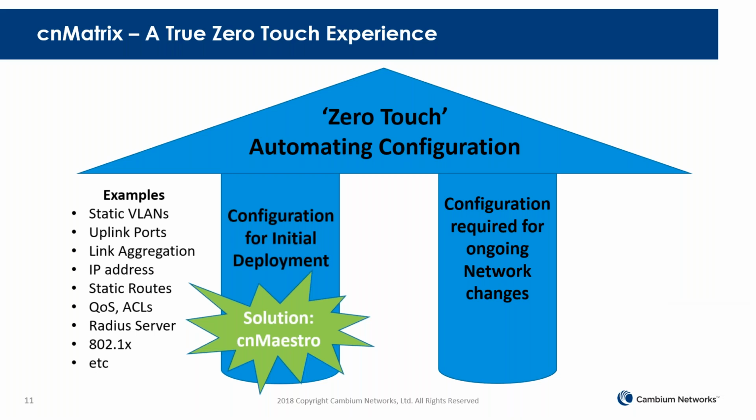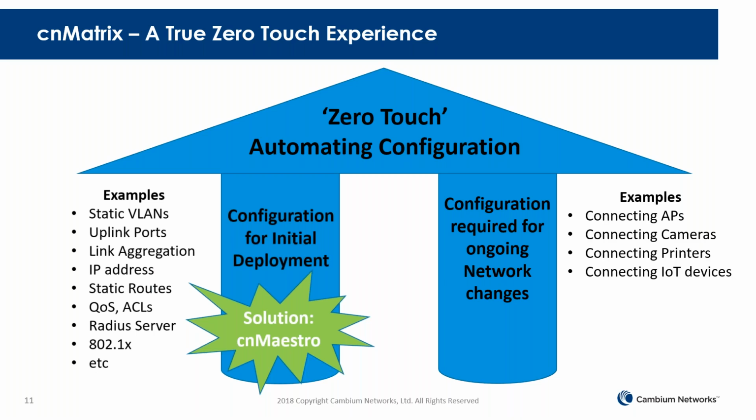As you connect devices into the switch, every time you connect a device, the switch needs to be configured. You need to configure VLANs, you need to configure QoS, whatever. The examples I have are access points, cameras, printers, or IoT devices. It's not just these three main devices. It's the thousands of IoT devices that might be out there, all of which require configuration on your switch. Now, there's other things that require configuration changes as well.